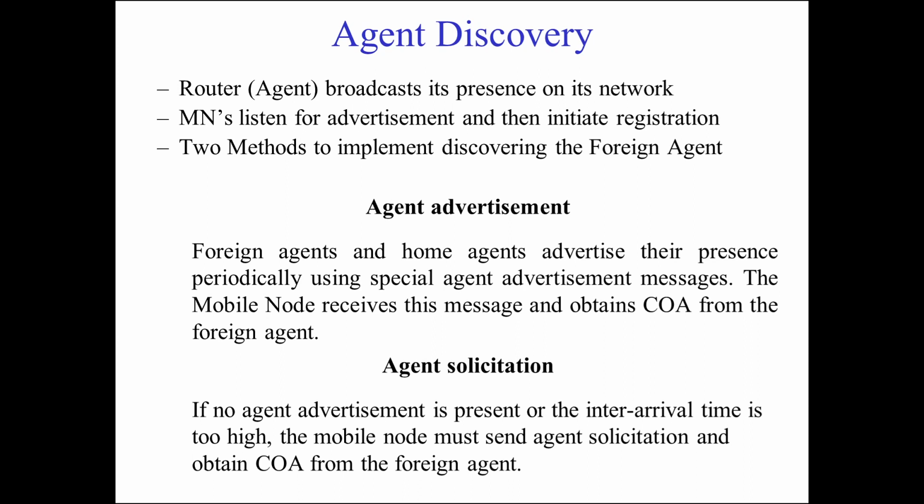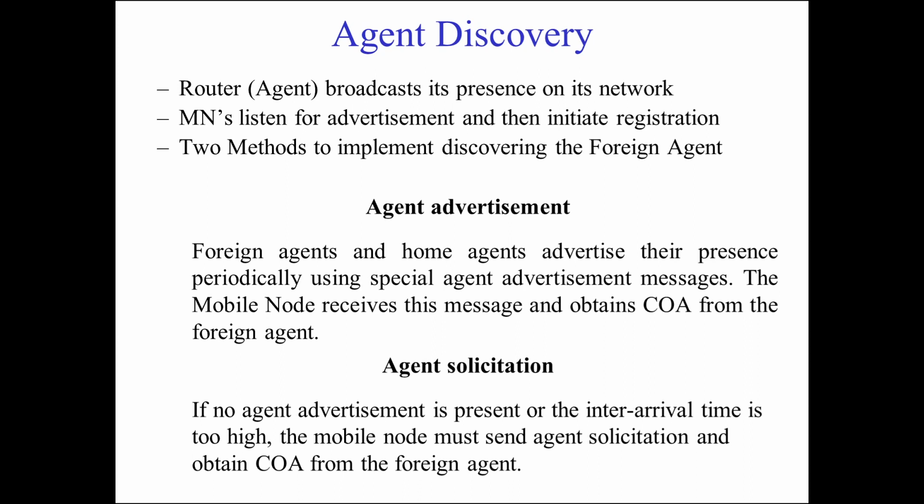Okay, that signal, that message, is known as agent solicitation. Agent solicitation is used when the mobile node is not able to get an agent advertisement message. It has to send its own message to seek whether any agent is available in the network. After receiving the agent solicitation message, the foreign agent will communicate with the mobile node.